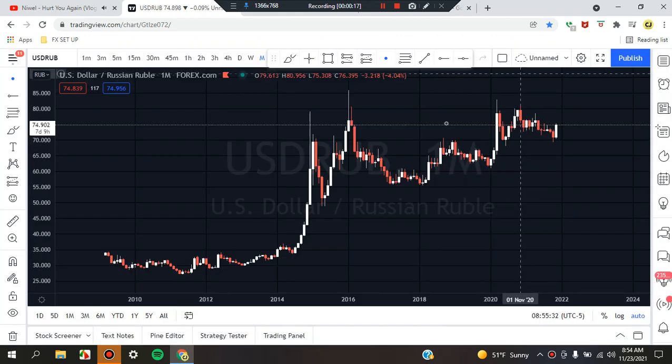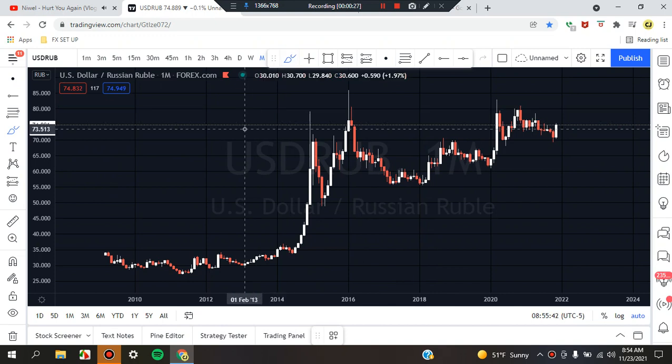Hey guys, we are marking up USD RUB. Let's head to the market and see some structure. We're still in a monthly time frame. I think it's been a while since we marked up in a monthly time frame, so let's see what's going on.